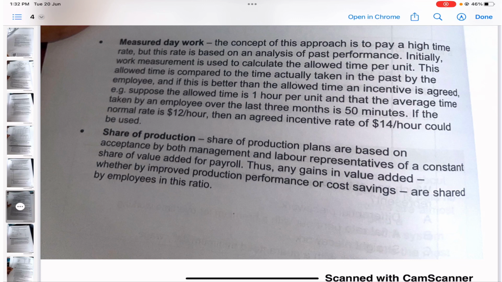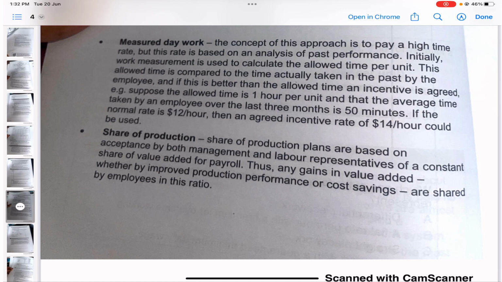So you compare the day's work with the previous work and you see the improvement in that. For example, the employee's allowed time is 1 hour per unit, and the average time taken by an employee over the last 3 months is 50 minutes. If the normal rate is 12 per hour, then an agreed incentive rate of 14 per hour could be used.